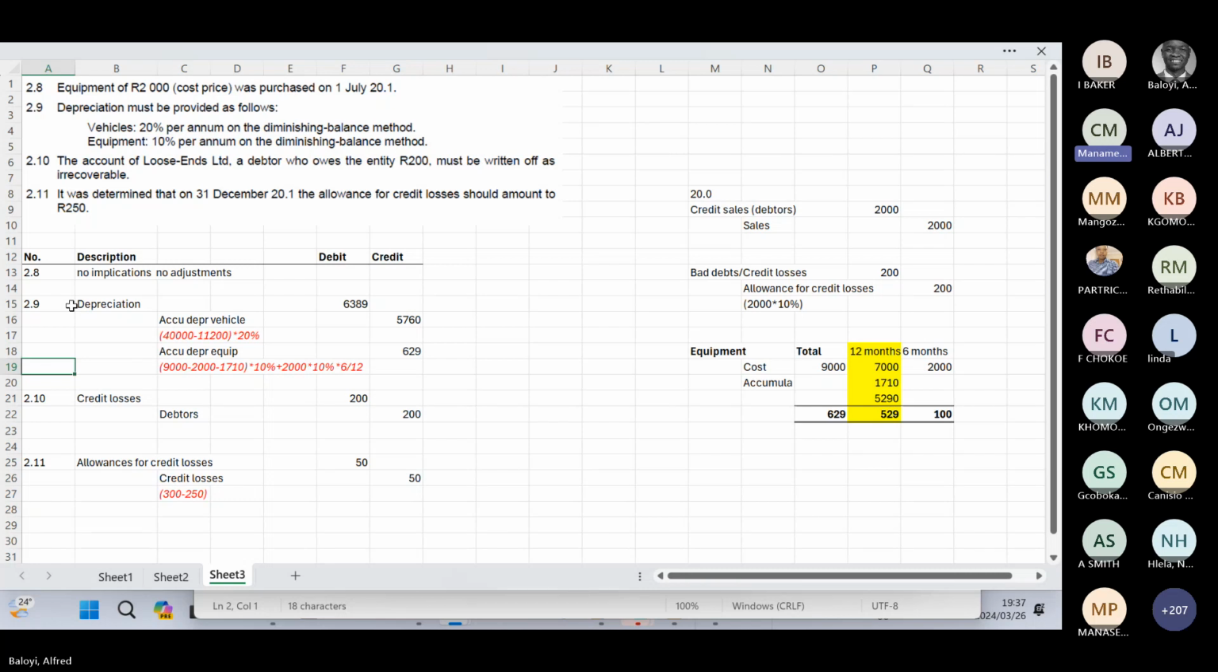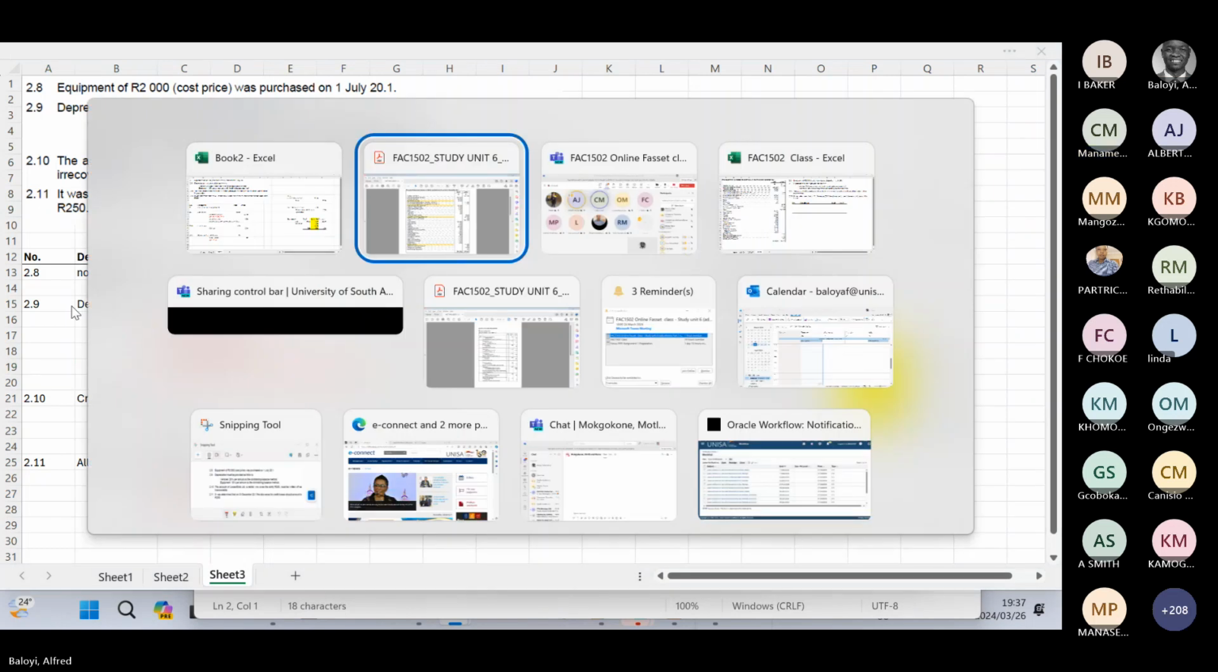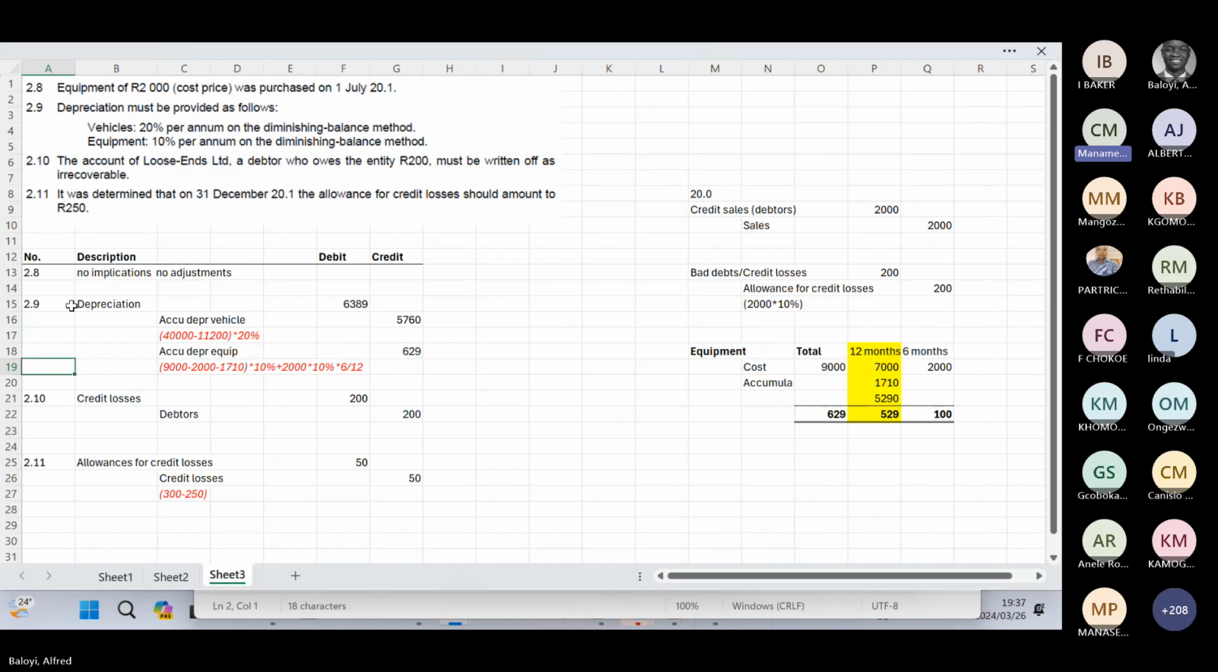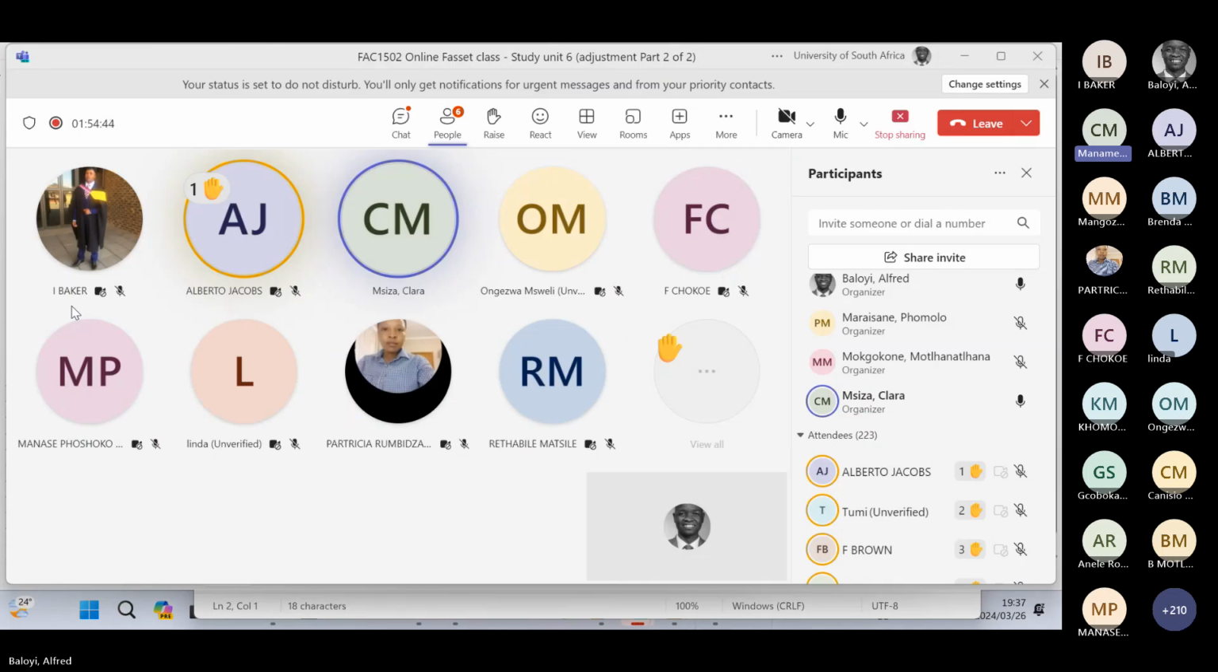Thank you. Tumi, you can go ahead. Tumi, while Tumi is still trying to unmute, F Brown, you can go ahead. Ernest Nkosi, you can go ahead.